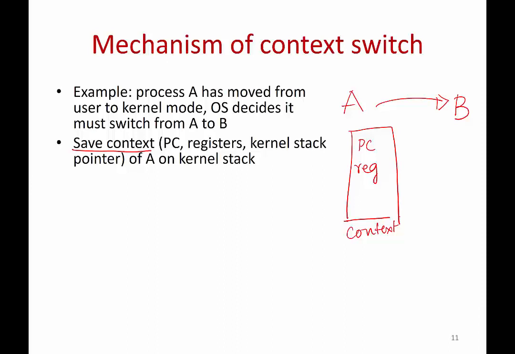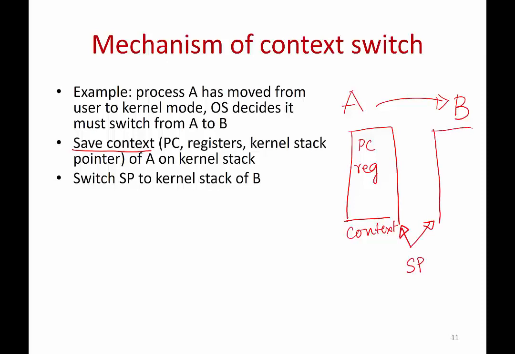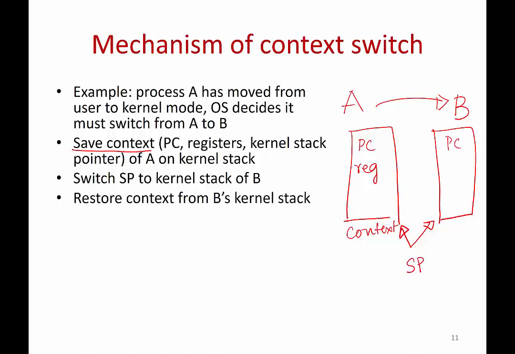And then your stack pointer of the CPU is pointing to the kernel stack of A, right? And then what do you do? You switch the stack pointer to point to the kernel stack of B. So you first save all the state of A and then you switch. You say, let me go to some other kernel stack, and you restore the context. So all the PC and registers and whatever state of B was there on the kernel stack, you go ahead and restore that context of B.